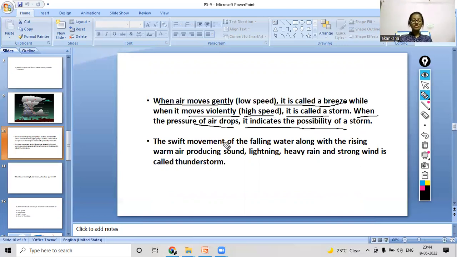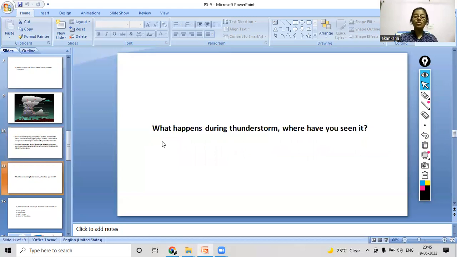Coming to the second point, the swift movement of the falling water along with the rising warm air produces lightning, heavy rain, sound, and strong winds, which is called a thunderstorm. So this was the definition of thunderstorm. Now are you clear how a storm is formed and what actually is a thunderstorm? Yes. So now we will move on ahead and see some more details. Now comes the curiosity question, right? Let's see what question it is this time. What happens during a thunderstorm and where have you seen it?